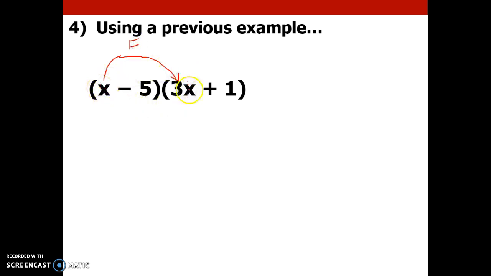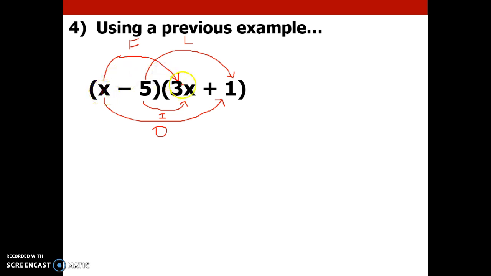In this case, the x and the 3x. I'm also going to do the outer terms, x times 1. That's the O. I'm then going to do the inner terms. That's the I. And then last but not least, I will do the last terms that show up. That's the L. This is FOIL: first, outer, inner, last. All we're going to do is follow these arrows, the first, the outer, the inner, the last, and multiply them, and it's going to give us the same answer we got before.